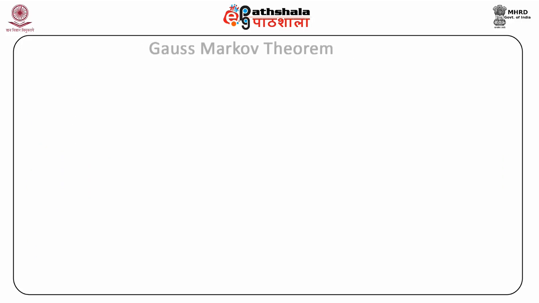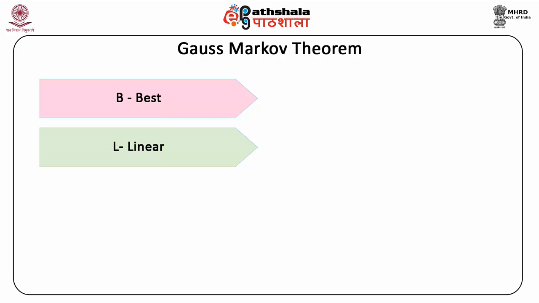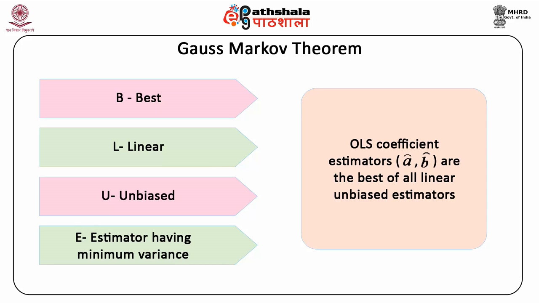BLUE represents: B stands for best, L stands for linear, U stands for unbiased, and E stands for estimators having minimum variance. So, Gauss-Markov theorem says that the OLS coefficient estimators a hat, b hat are the best of all linear unbiased estimators of population parameters A and B. These estimates, which are the best, will be statistically more precise.